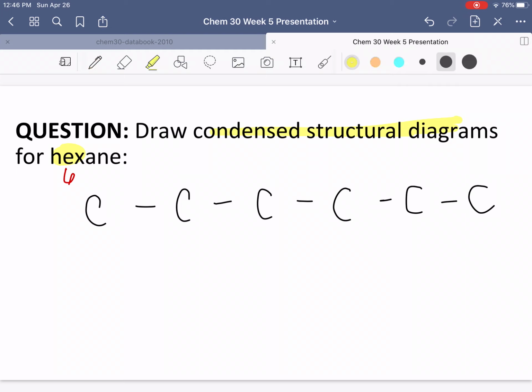How did I know that they were all single bonded to each other? Oh, well, that was because I saw the ane. So hexane, we're good to go. We know it's 6 carbons joined in single bonds with each other. Put all your hydrogens in to make sure that you have the correct number.